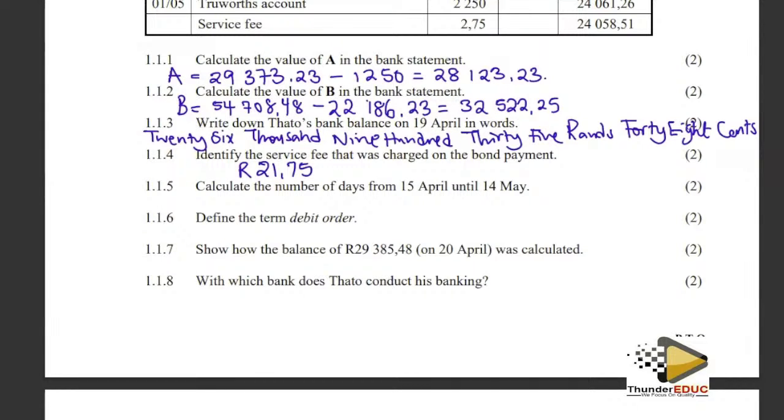So here we are saying 16 days in April, including 15, plus the 14 days in May. So they will end up giving you 30 days.